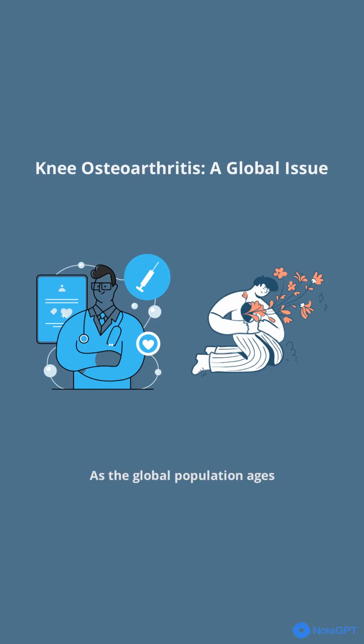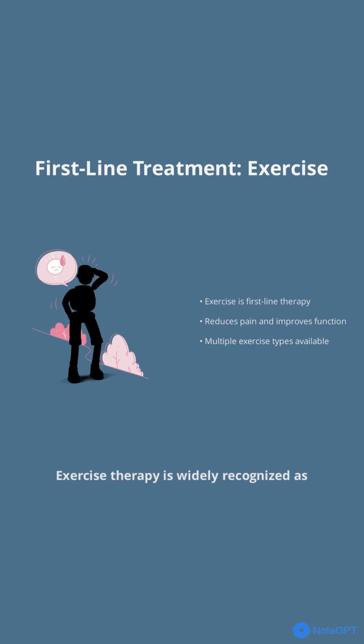As the global population ages, the number of people affected by KOA continues to rise, making effective treatment strategies more important than ever. Exercise therapy is widely recognized as the first-line treatment for knee osteoarthritis. International guidelines consistently recommend physical activity to manage KOA symptoms. Exercise helps reduce pain, improve joint function, and enhance muscle strength.